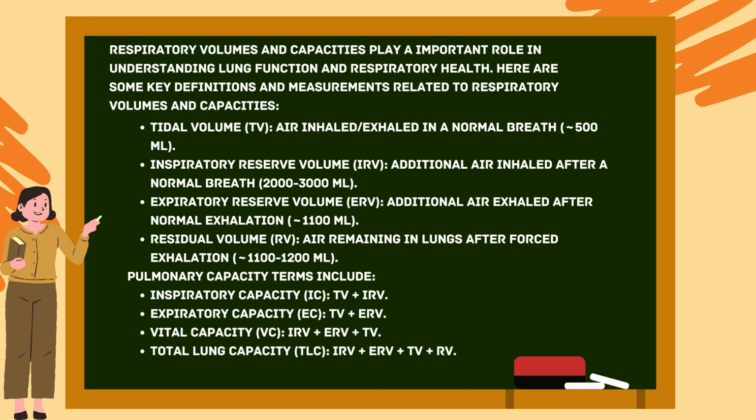Pulmonary capacity terms include inspiratory capacity, IC: TV plus IRV. Expiratory capacity, EC: TV plus ERV. Vital capacity, VC: IRV plus ERV plus TV. Total lung capacity, TLC: IRV plus ERV plus TV plus RV. Now let's understand the mechanism in detail.